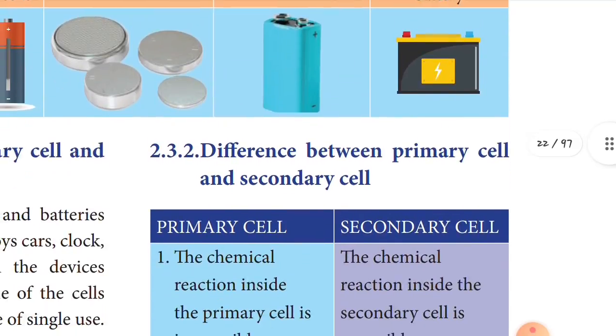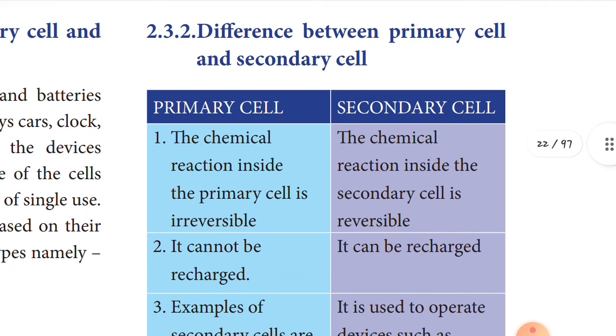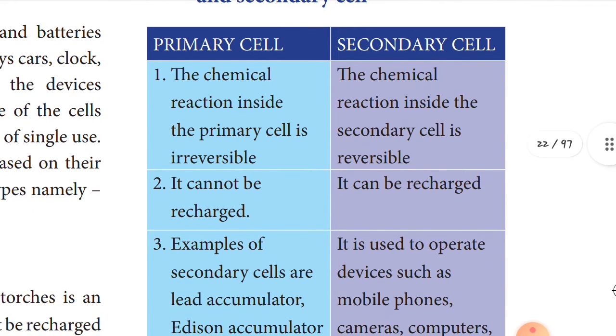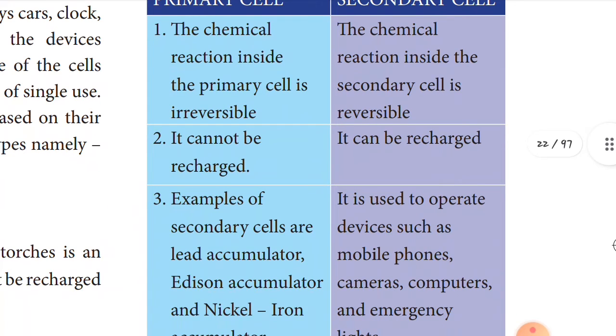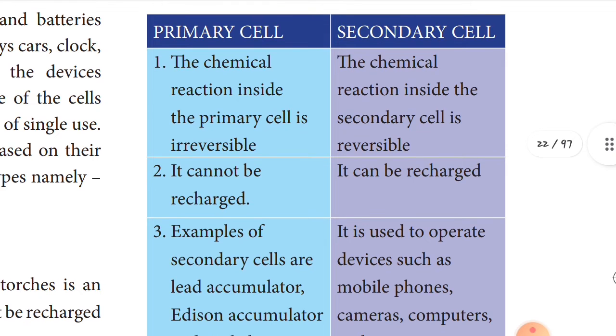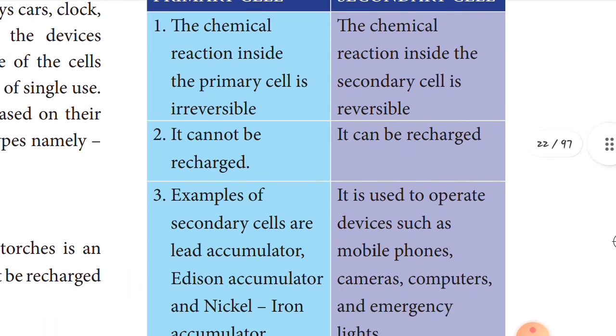And this is a very important 5 mark question, children. Difference between primary and secondary cell. The chemical reaction inside the primary cell is what? Irreversible. The chemical reaction inside the secondary cell is only reversible. Primary cell cannot be recharged. Secondary cells can be recharged again.